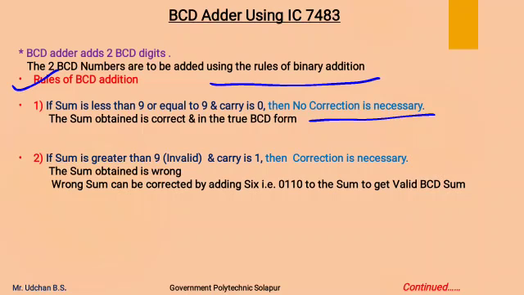If the sum obtained is greater than 9, or if a carry is generated, that is 1, then correction is necessary, as we get a wrong sum, that is an invalid BCD. To convert an invalid sum into a valid BCD form, we have to add a 6 to the obtained sum, so that we can get the sum in true or valid BCD form. These rules we have studied already. Now based on this, we are going to design a BCD adder circuit using IC 7483.